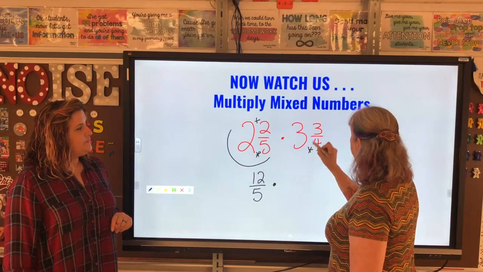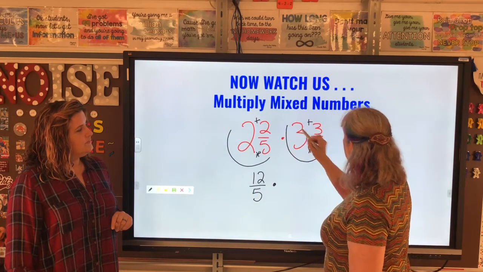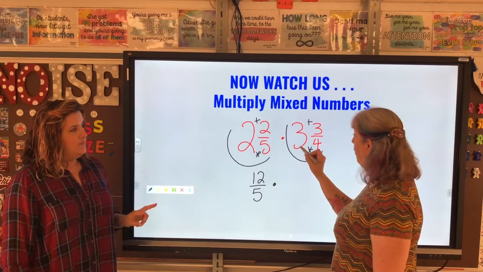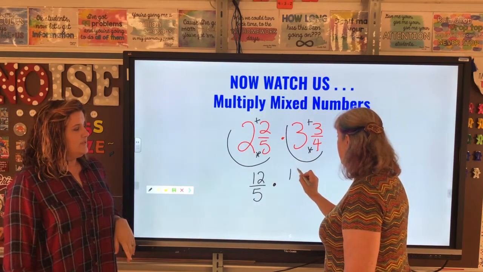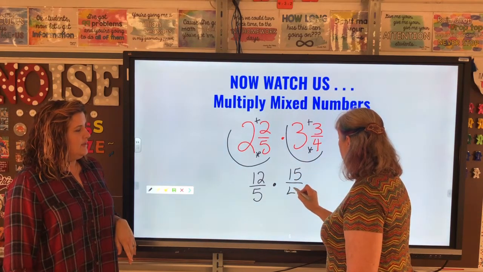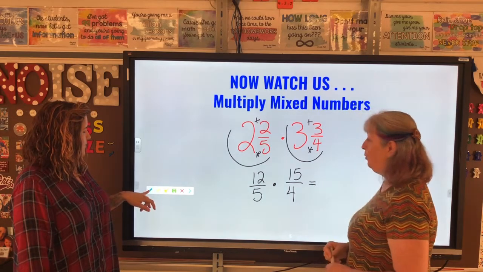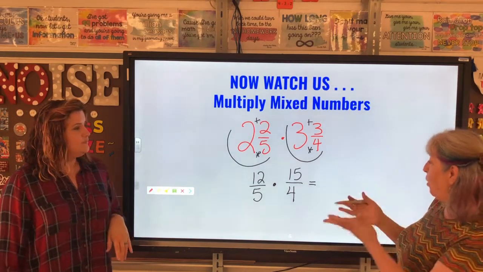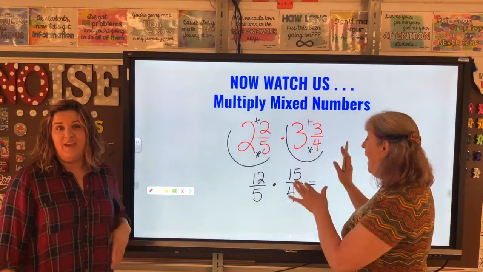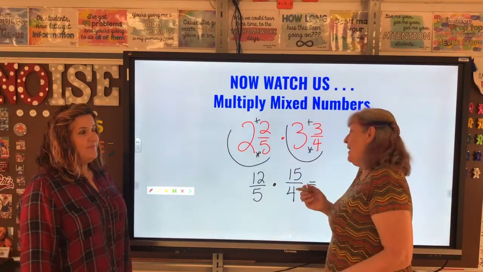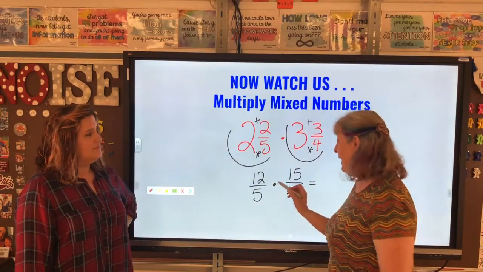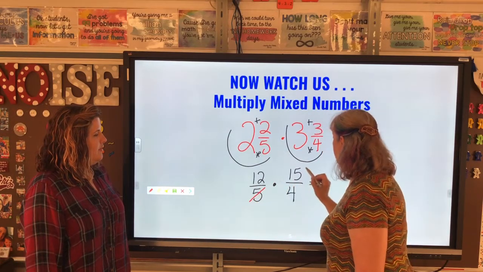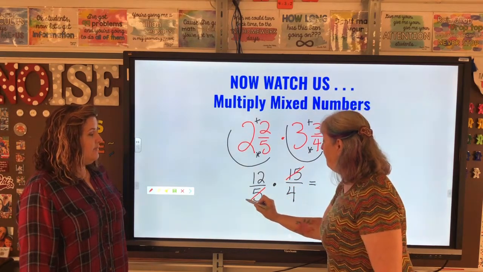Travel again, multiply, add, travel around. 4 times 3 is 12. 12 plus 3 is 15/4. That's right. Now I'm going to look for my cross canceling. Oh my gosh, I see a whole bunch of things we can do here. First thing I see is my 5s. 5, 10, 15, I got it. 5 is divisible by 5.